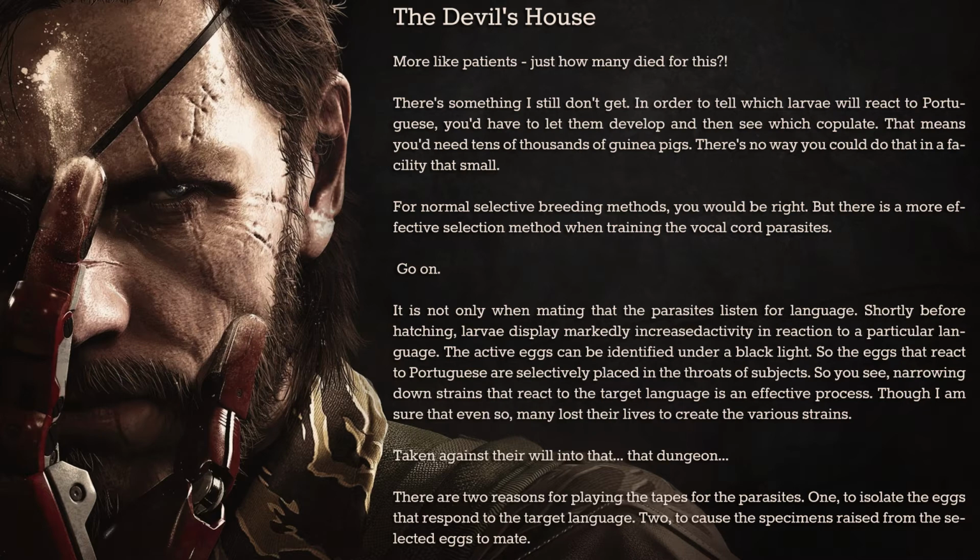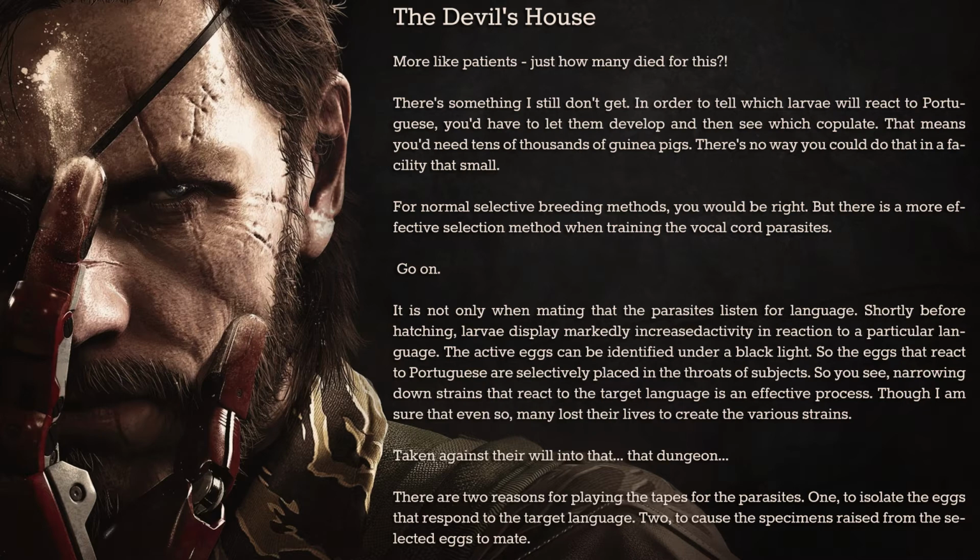For normal, selective breeding methods, you would be right. But there is a more effective selection method when training the vocal cord parasites. Go on. It is not only when mating that the parasites listen for language. Shortly before hatching, larvae display markedly increased activity in reaction to a particular language. The active eggs can be identified under a black light, so the eggs that react to Portuguese are selectively placed in the throats of subjects.